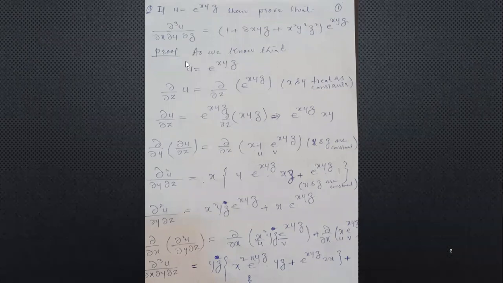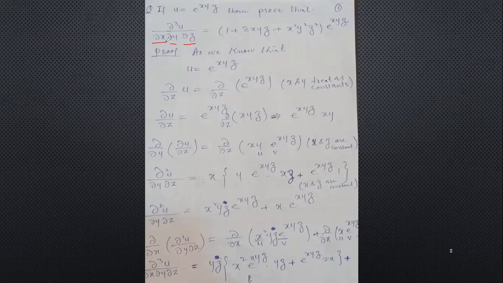In this example, we have to prove that partial cube of u with respect to z, then y, then x equal to 1 plus 3 times x times y times z plus x square y square z square, in brackets, times e power x plus y plus z. And u we have e power x into y into z.